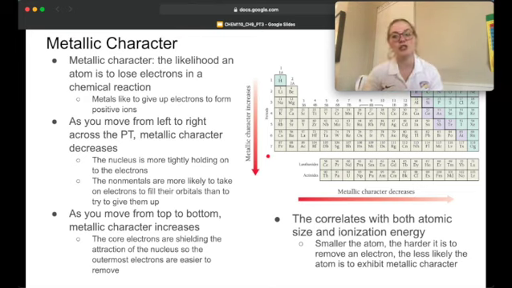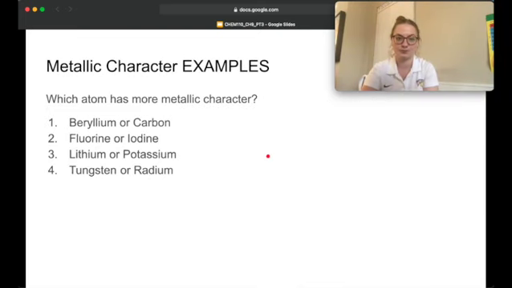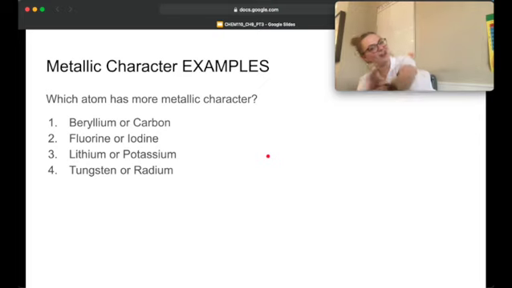Again, metallic character is going to correlate with atomic size, and correlate with ionization energy. Ionization energy and metallic character, they're very closely related, right? Because ionization energy is about how hard it is to remove an electron, and metallic character is about how easy it is for an electron to give up. They're kind of just opposite concepts, okay? So the smaller the atom, the harder it is to remove an electron, the less likely it is to exhibit some metallic character.